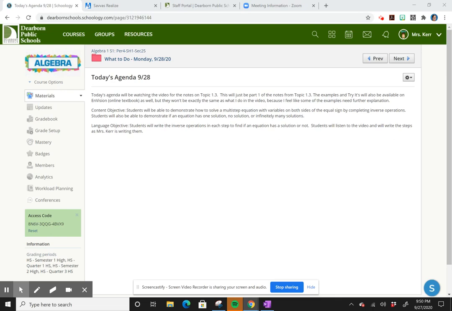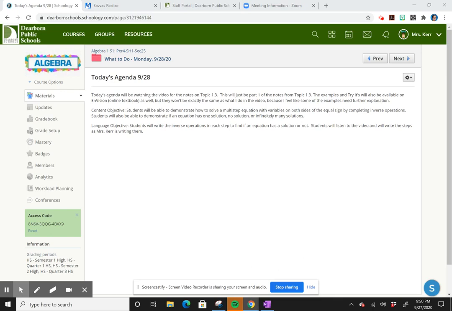So today's content objective: students will be able to demonstrate how to solve a multi-step equation with variables on both sides of the equal sign by completing inverse operations. Students will also be able to demonstrate if an equation has one solution, no solution, or infinitely many solutions.